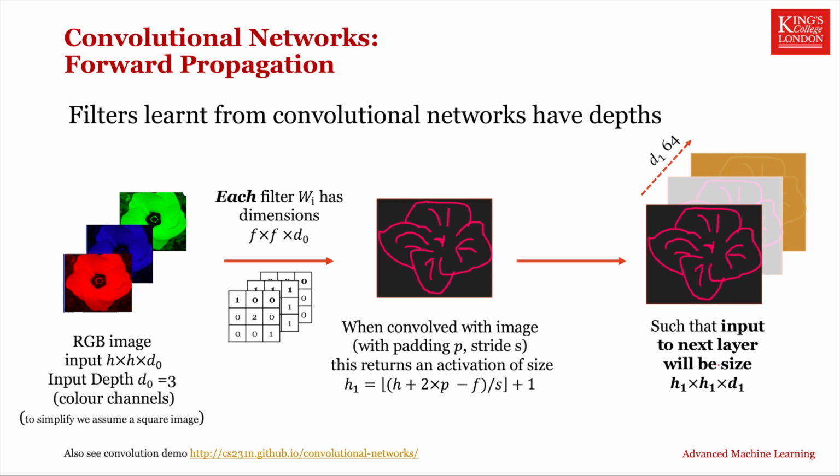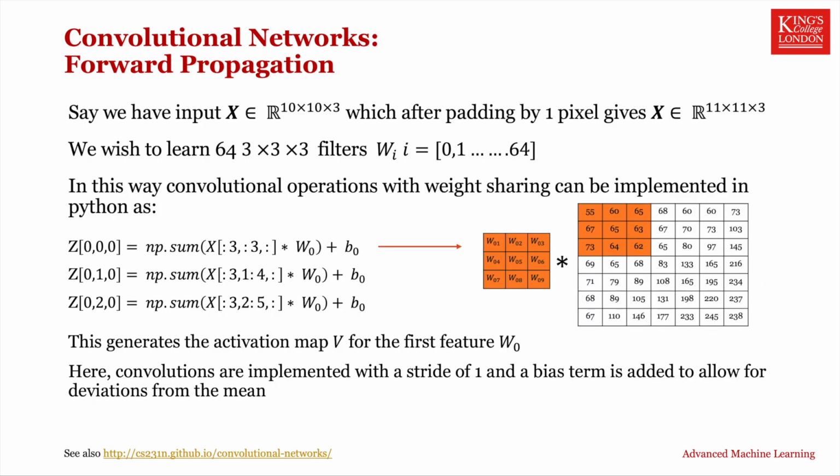The user will define how many filters to be learnt at each layer. So let's say you choose 64, indicated by this variable d1. Then the final output of each convolutional layer will also have depth d1, with 2D activation images, each representing the output of the convolutional operation from one of the filters from the previous layer. The forward operation is therefore learnt quite similarly to fully connected networks.